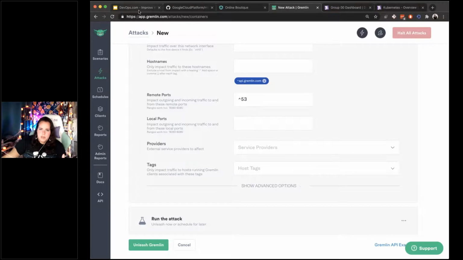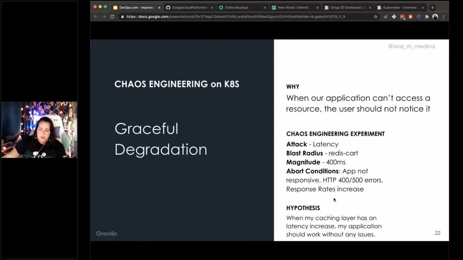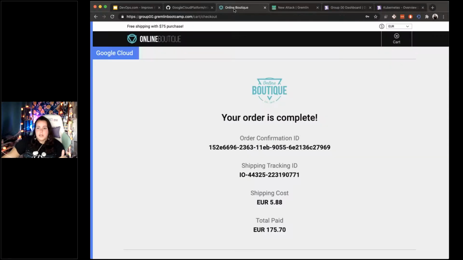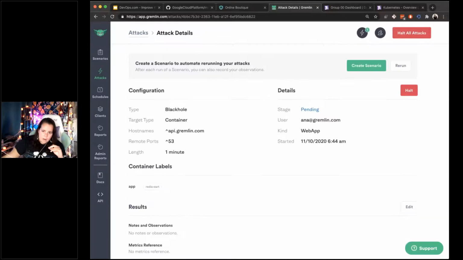Very similar to the last hypothesis, I think that if our caching layer goes missing, our application should work as properly. Our abort conditions are going to be that our application is not responsive. If we see an increase in errors, we're going to stop that. And if we see response rates increasing a little too much, we'll stop it as well. So we're now running that black hole experiment on the Redis cart.